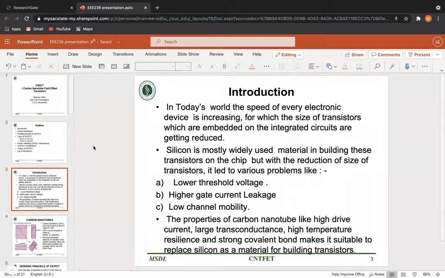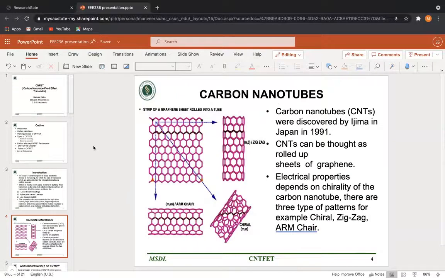The properties of the carbon nanotube like high drive current, large transconductance, high temperature resilience, and strong covalent bond make it a suitable candidate to replace silicon as a material for building these transistors.